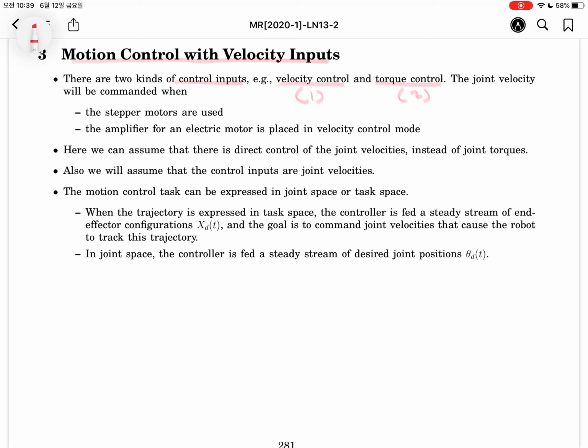The joint velocity will be commanded when maybe you are using the stepping motor. You just assign the PWM or number of pulses. It will correspond to the velocity of a stepping motor. On the other hand, the motor amplifier is set for the velocity control mode. Then the control input will be the velocity or electric voltage. At that time, the amplifier will generate the velocity of the electric motor. Long time ago, we used this concept, this velocity control mode.